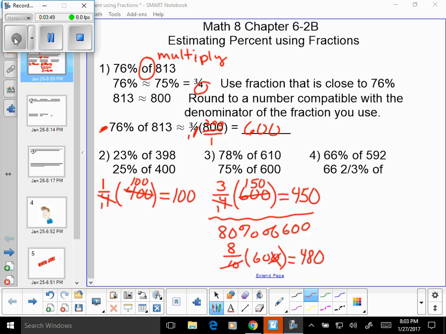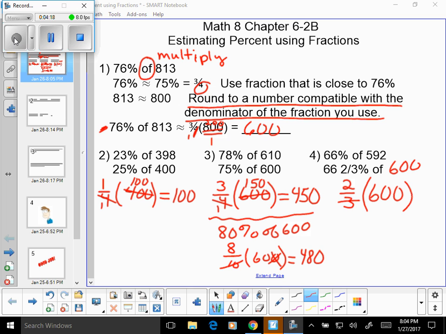Now, 66. Man, there is nothing closer to 66 than 66 2/3%, and that's going to be 2/3. Now remember, it says up here to round to a number compatible with the denominator of the fraction. So I'm going to key on this 3, 592. What's close to 592 that can very easily be reduced by a 3? 600. 3, 200, and I'm going to get an estimate of 400. Could I have gone to 70%? Yes, but my estimate won't be as precise.